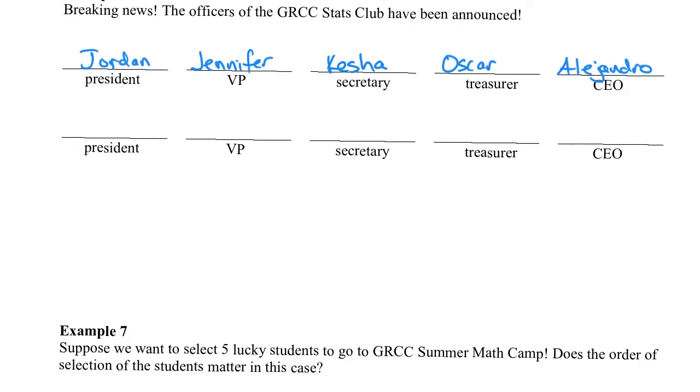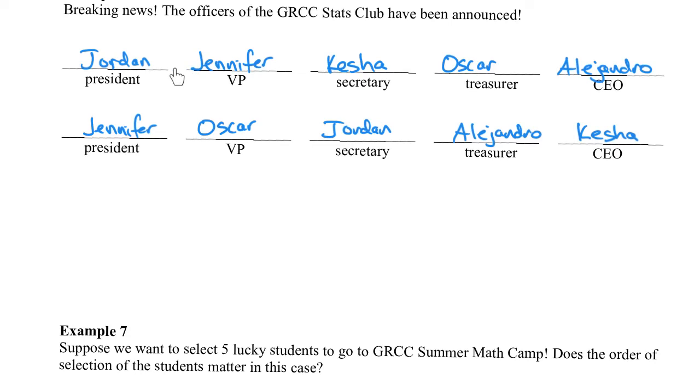So let's take a look at this example 6, where we have this breaking news. The officers of the GRCC Stats Club have been announced. And we've got the names here: President, Vice President, Secretary, Treasurer, and CEO. What if this comes over the intercom, this exciting announcement, and these names are announced, but then a few minutes later they say, wait, we've made a mistake. And then they re-announce the names.